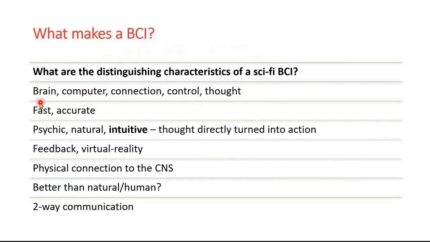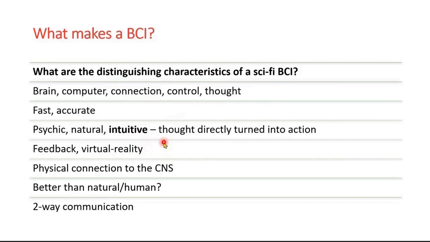So what we have is the human brain, and we have some external computer applications, or the computer itself, some connection, control, and then the brain involves thought. And in those idealized science fiction BCIs, they are very fast and accurate. Fast in terms of translating human thought into control applications, so you can control an exoskeleton very fast and with very high precision and accuracy. Another characteristic of science fiction BCI is that it is psychic, natural, intuitive, with thought directly turned into action. So it's very natural and intuitive.